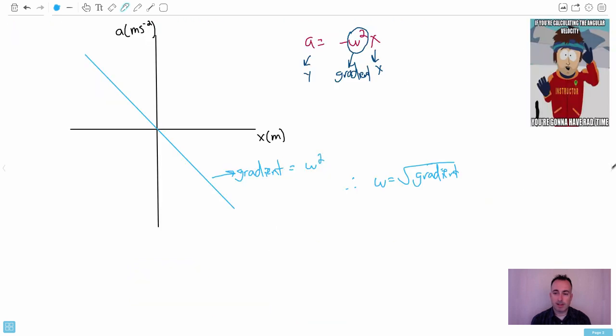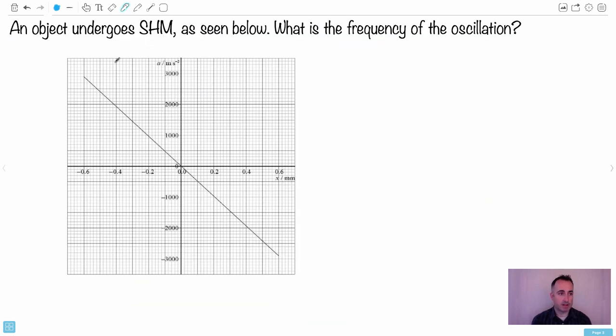So let's do an example. I have one from an exam here. An object undergoes simple harmonic motion as seen below. Do you notice we have a graph of A and we have a graph of X? What is the frequency of the oscillation?